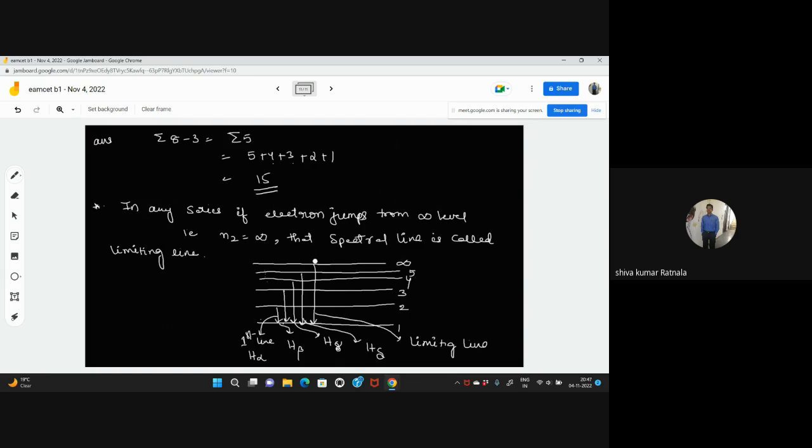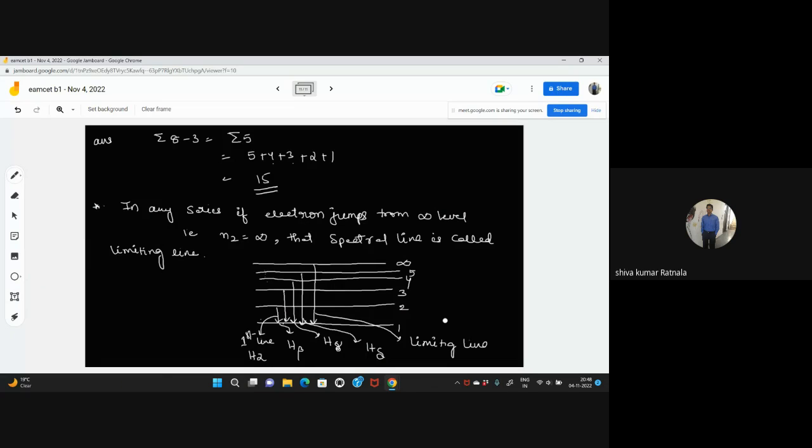Now see, as the transitions are taking place to the ground level, this all belongs to the Lyman series. That means in any series, the first line is called H alpha, the second line is called H beta, the third line is called H gamma, the fourth line is called H delta, and the last line is called the limiting line, or the least line we can say. Understood now what I'm trying to say? Students, have you understood? Yes, sir.